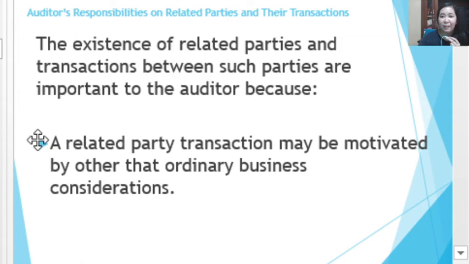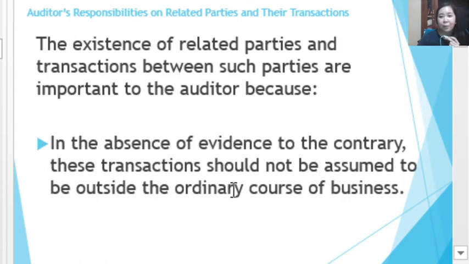Another concern of the auditor is that a related party transaction may be motivated by other than ordinary business considerations, so this may be what we mentioned earlier as a form of collusion or fraud. In the absence of evidence to the contrary, a transaction should not be assumed to be outside the ordinary course of business. But of course, the auditor should make sure that he assesses these relationships and transactions as having qualified to be classified as related party transactions.